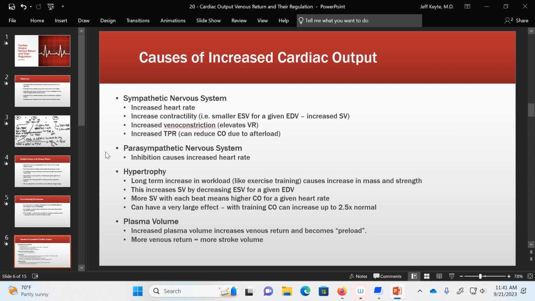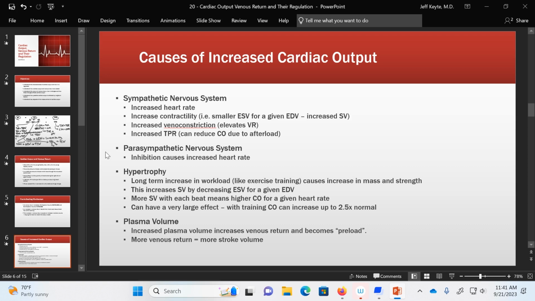Things that increase cardiac output, right? Sympathetic nervous system can increase heart rate. That directly increases cardiac output. Contractility: that gives a smaller ESV for a given EDV. That's contractility. Okay, so that's going to increase stroke volume and therefore increase cardiac output. Venoconstriction, venous return related, right? Oh, and total peripheral resistance.